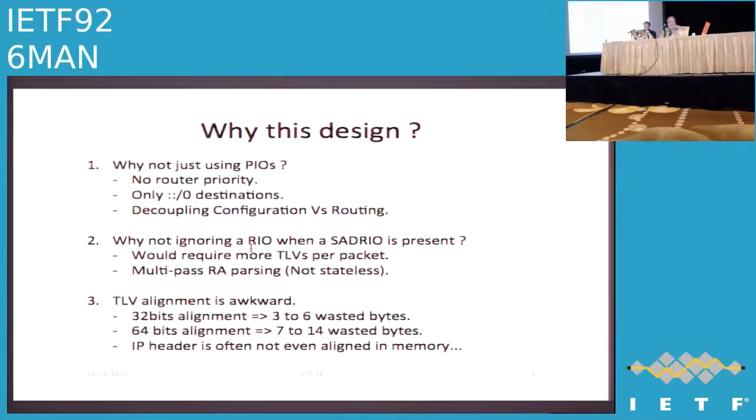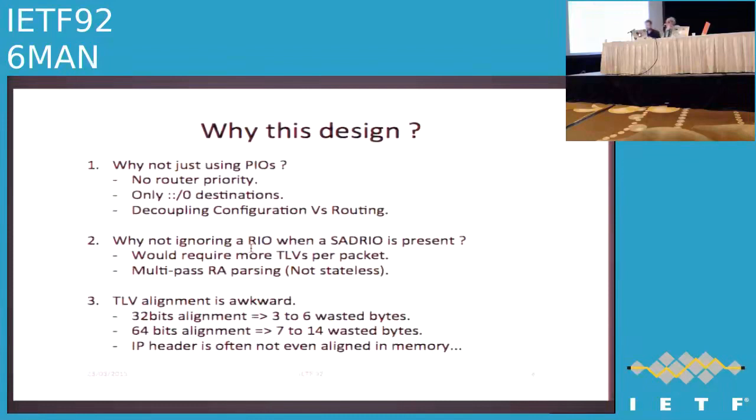A second possibility would be to not use the ignore bit, but use a different approach, which would consist in always ignoring the routing information option. That would be just less efficient, as you would need to add more TLVs. I think this ignore bit is pretty useful to compress the information.